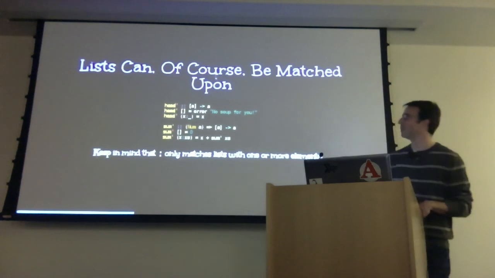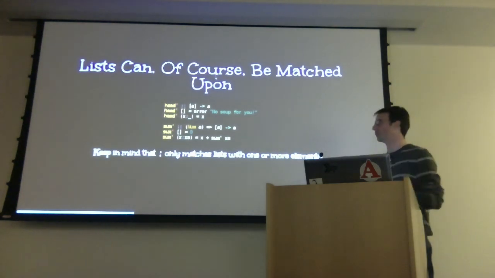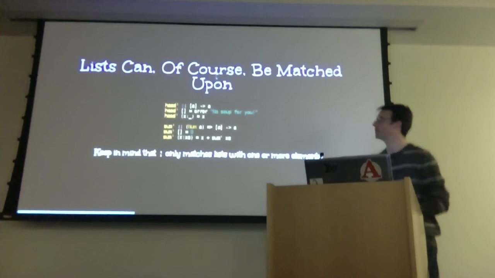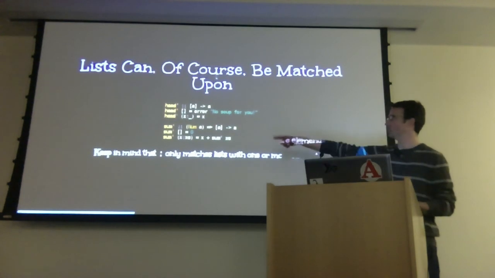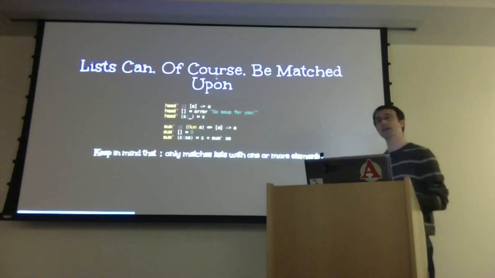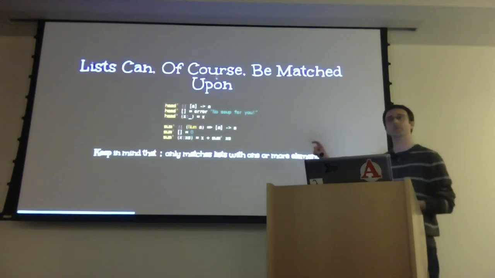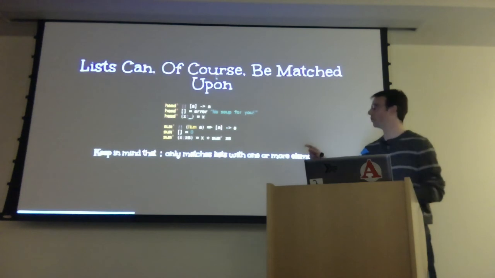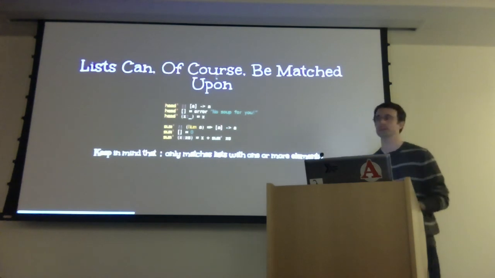So, we can also write a sum function. Let's say you wanted to write a function to sum all the elements in a list of numeric elements. Sum of the empty list is 0. Otherwise, you pick apart the list, take the first element out, and then recursively call sum against the tail, the rest of that list. All right. So one thing to note here is that cons, this colon constructor, only binds a list of at least one element.